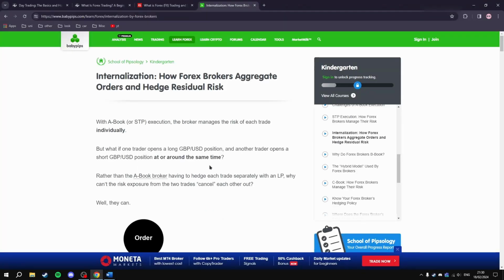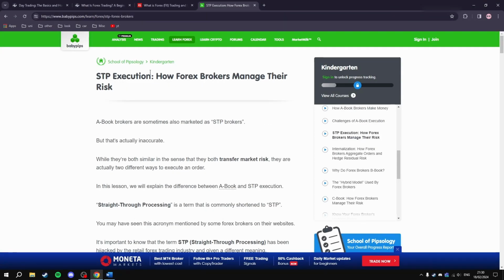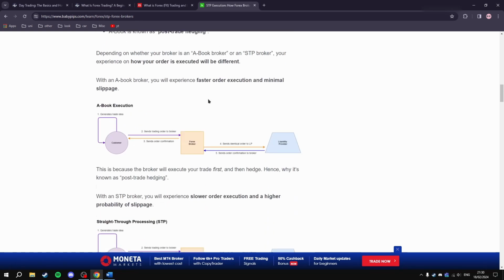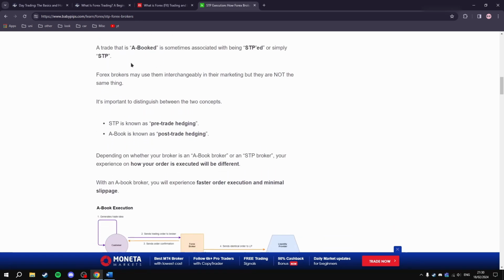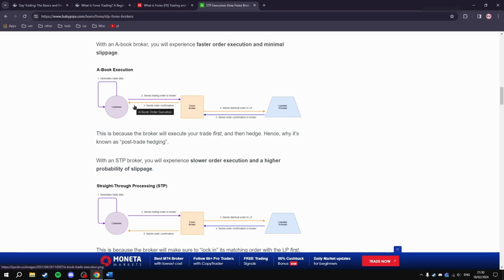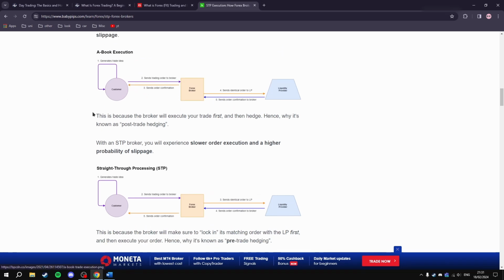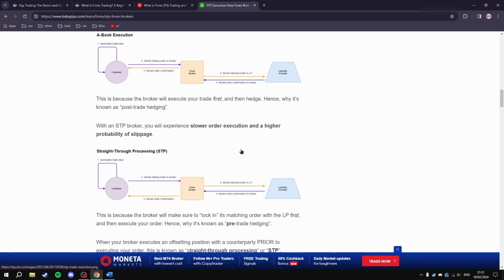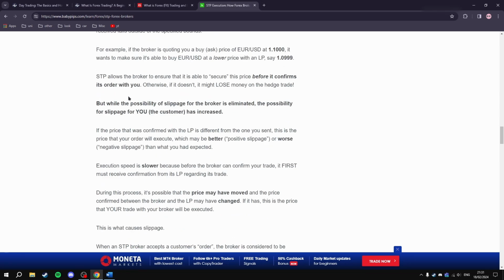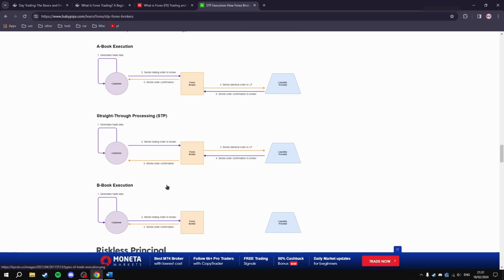So in the last video we went through STP execution, which is straight through processing execution, how Forex brokers manage their risk. We made notes on all this page, found out what the difference between A-book and STP brokers are. So basically A-book confirms, sends your order confirmation and the third step, whereas in the third step for the straight through processing, they send the identical order to the liquidity provider before confirming the order with the customer themselves. So that's STP. Made notes on all this, some very nice diagrams here.